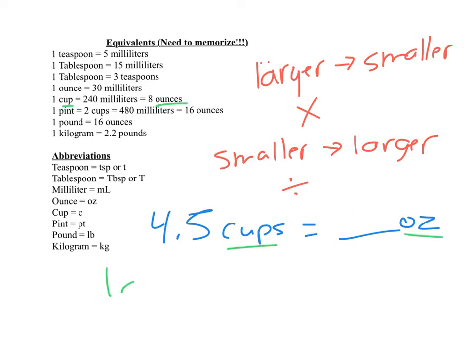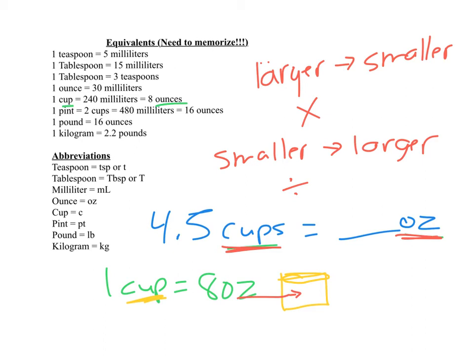Since 1 cup is equivalent to 8 ounces, cups are my larger unit, because ounces must be pretty small if 8 of them fit into that 1 cup. Here's a measuring cup that we have in our kitchen. 8 ounces fit into that 1 cup, so ounces are smaller. In my question, I am asked to convert from the larger unit of cups to the smaller unit of ounces.